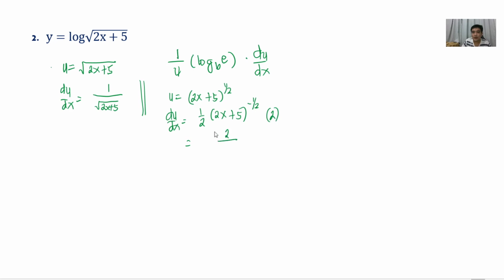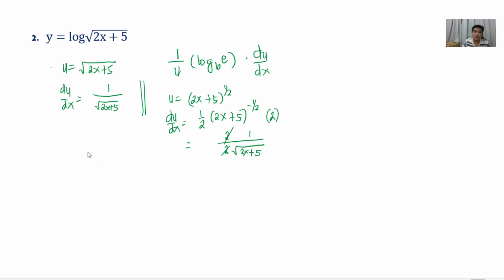And then, 1 times 1 half, so over 2. Then, itong base natin, negative exponent, so pupunta siya sa baba para maging positive siya. So, that is equal to square root of 2x plus 5. Cancel, cancel. So, ang maiwan is 1 all over the square root of 2x plus 5. Tama ba? Okay, that's for our letter u.